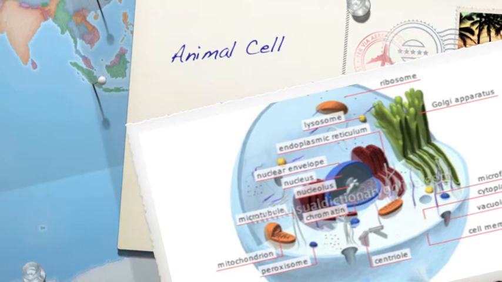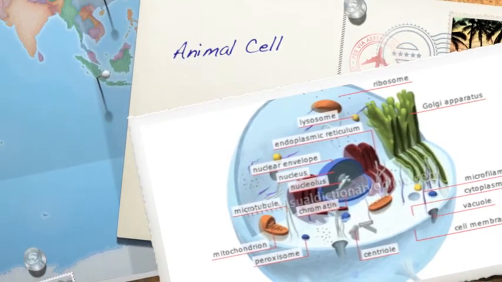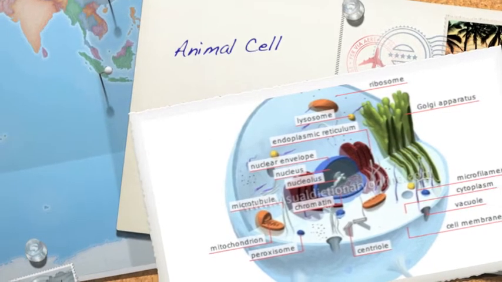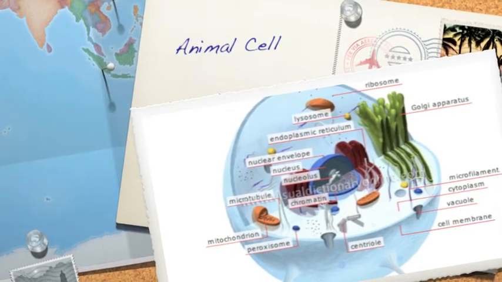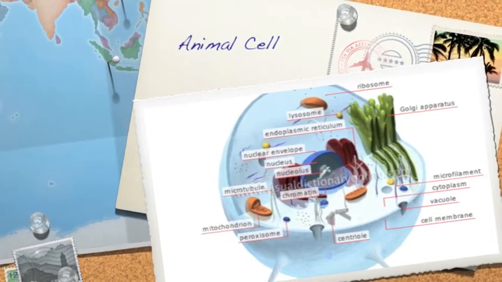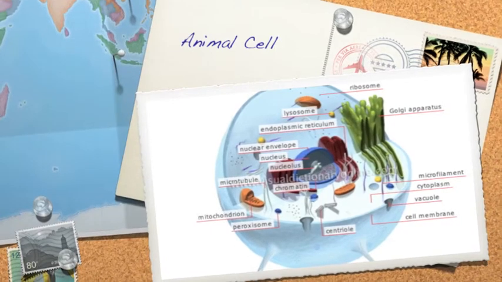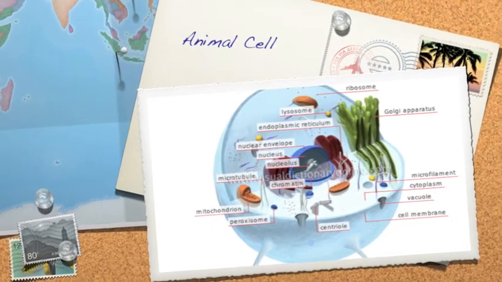This is the animal cell. This is a eukaryote cell that is from multicellular organisms. In this picture, it shows all the organelles that I will be talking about today. But don't get confused with the plant cell. The animal cell is way cooler.